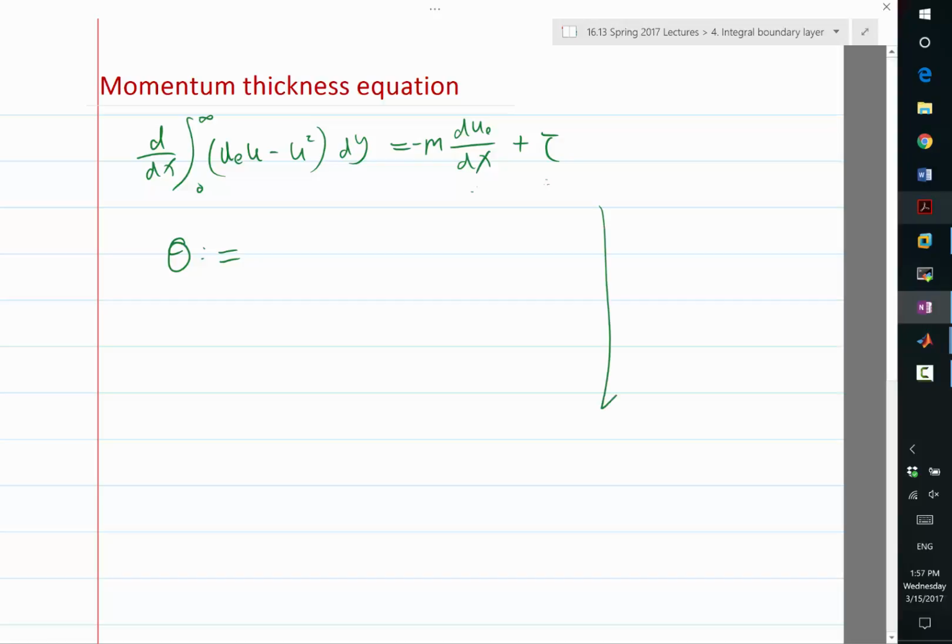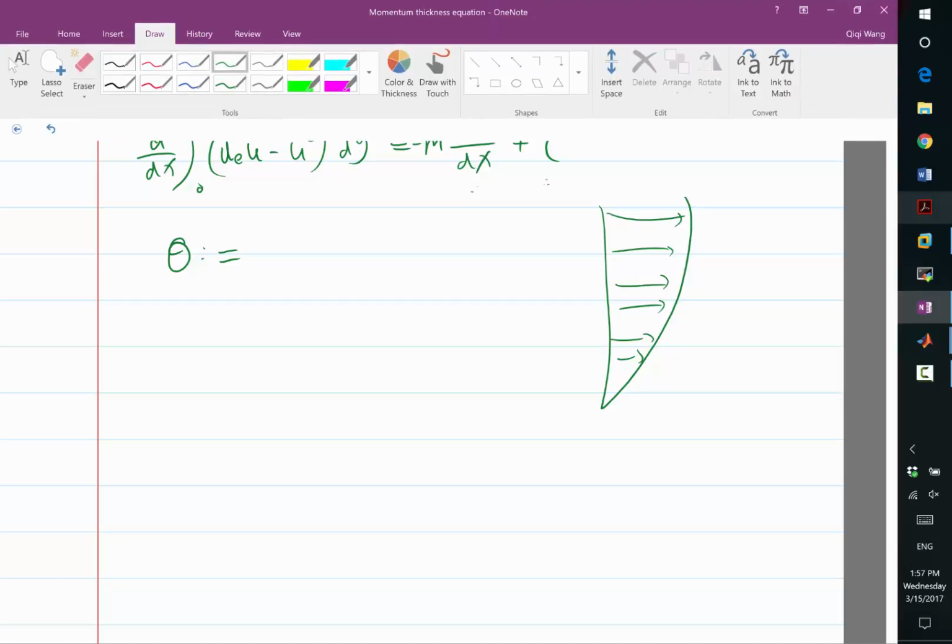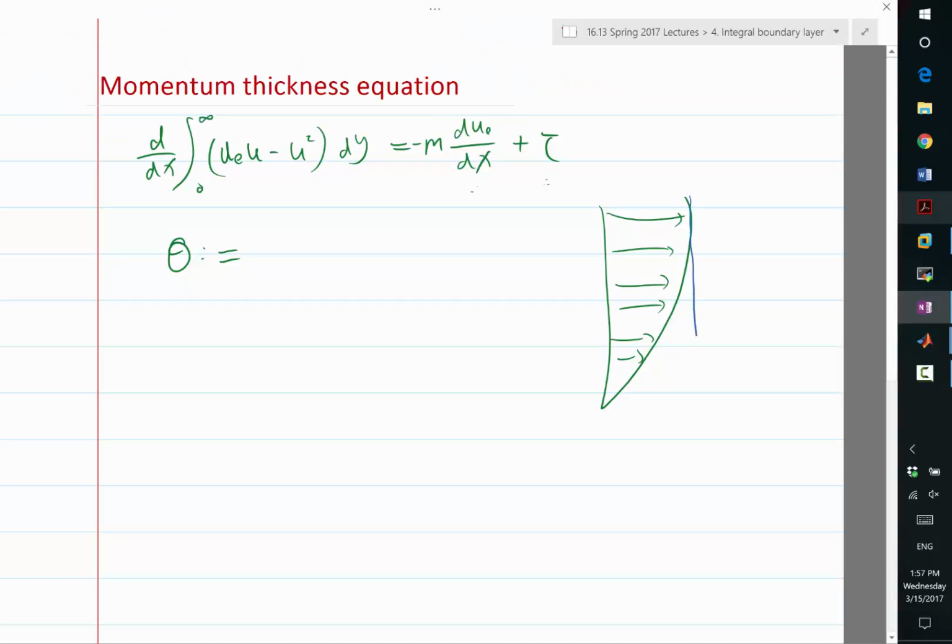So if you have a real boundary layer versus a kind of hypothetical boundary layer that is ideal with the same mass flux. So the ideal boundary layer is basically a boundary layer that is like that and 0, right? Like a step function. The momentum thickness is basically saying how much less momentum does the green one, the real one, have compared to the blue one, which is a step function with the same mass flux.